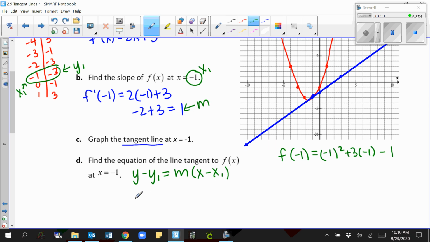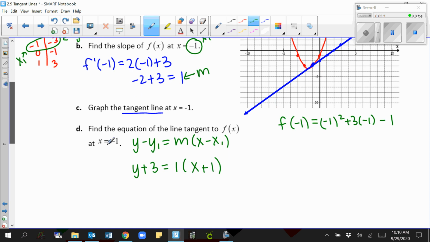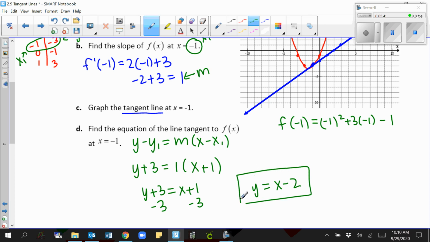So I'm going to have y minus a -3, which gives me plus 3, is equal to m, which is 1, times x minus my -1 right here, which gives me plus 1. So I've got y plus 3 is equal to x plus 1. And then I'm just going to subtract 3 from both sides. So y is equal to x minus 2. And there's the equation for my tangent line.